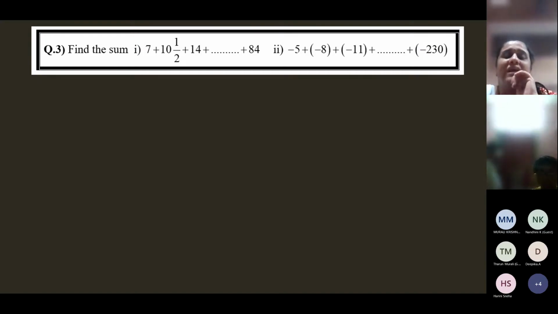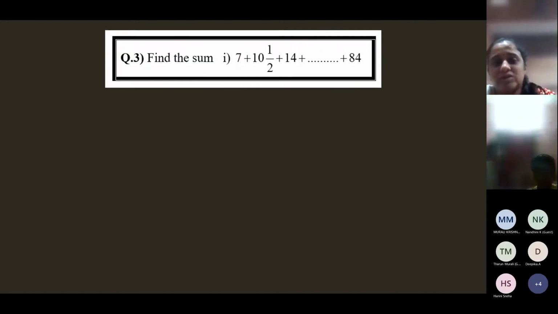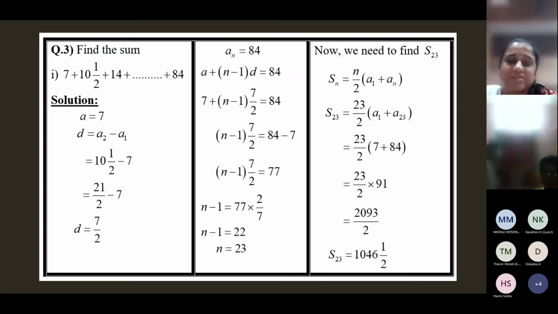So the last term is an. An is equal to 84. When you work that, you can get the value of n. So then you will understand that there are so many terms in the AP. Now you can find the sum. Since we got n is equal to 23, you have to find S23. Work, children. And the next one is a test.